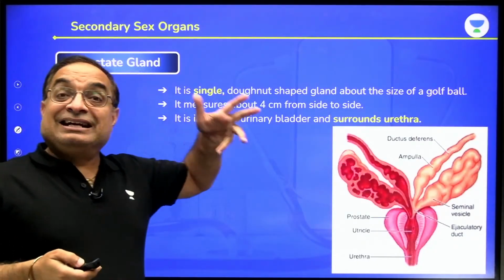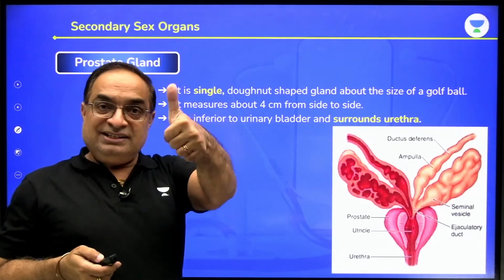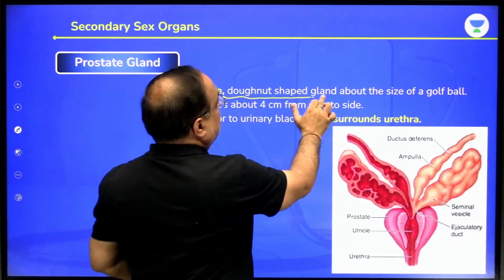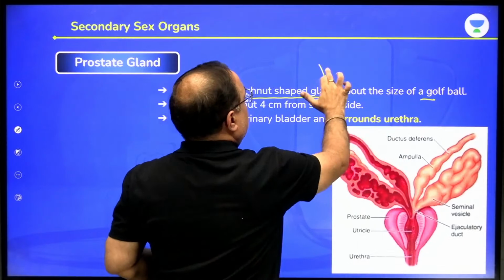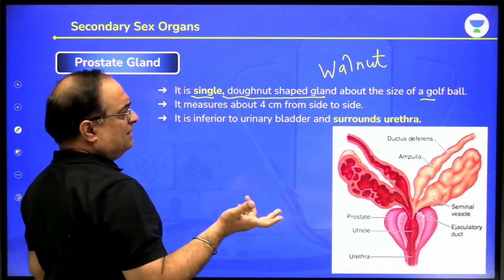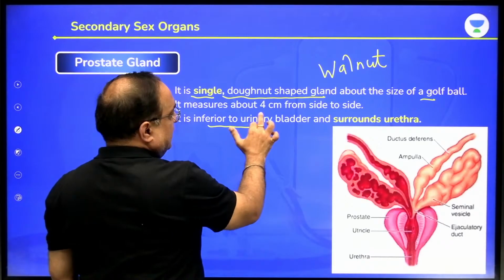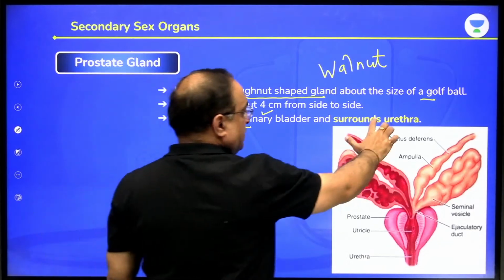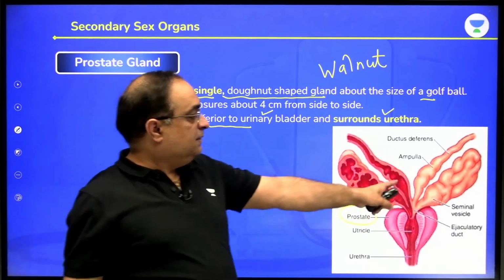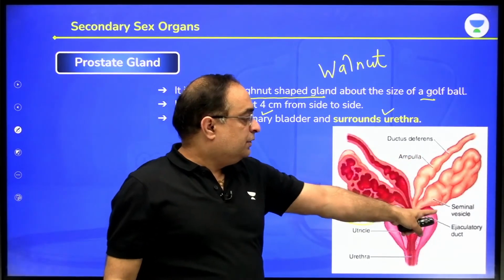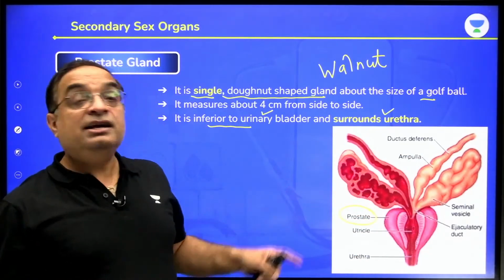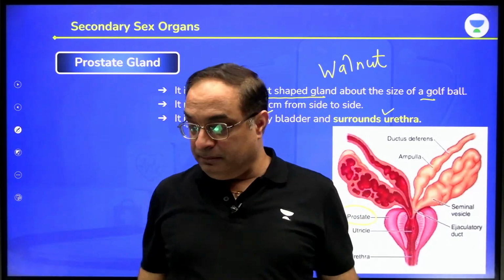Next gland, prostate gland. Seminal vesicles are two. Prostate is single, one only. Walnut-like. It is a single, donut-shaped gland about the size of a golf ball, or you can say about the size of a walnut. It is about 4 centimeters, located inferior to the urinary bladder, and it surrounds the urethra. This is the prostate. You can see the ampulla of the vas deferens, the seminal vesicles, and how the ejaculatory duct is opening into the prostate. So this is a very clear diagram. Conceptual clarity is very important.